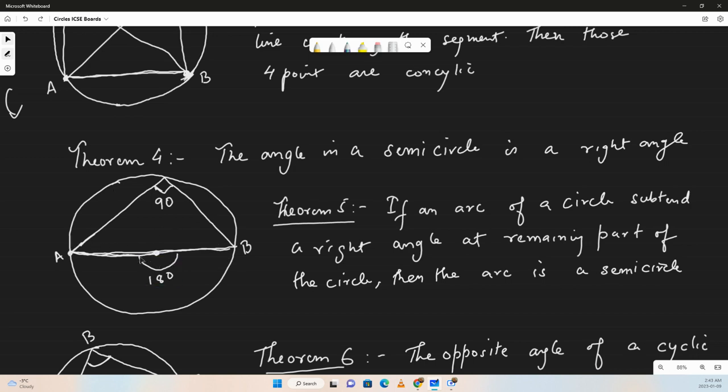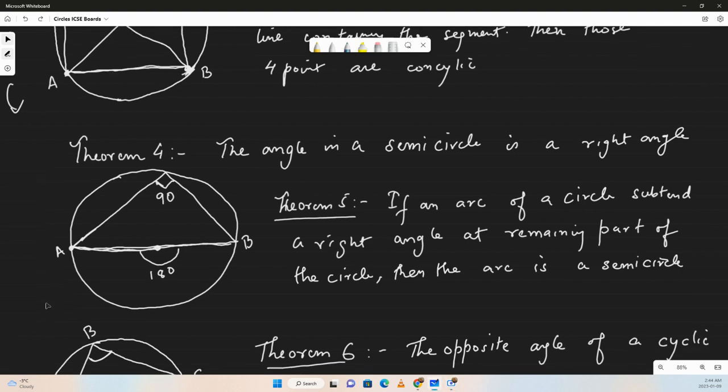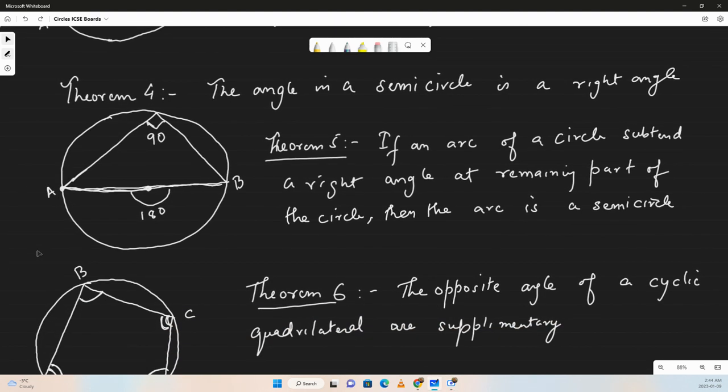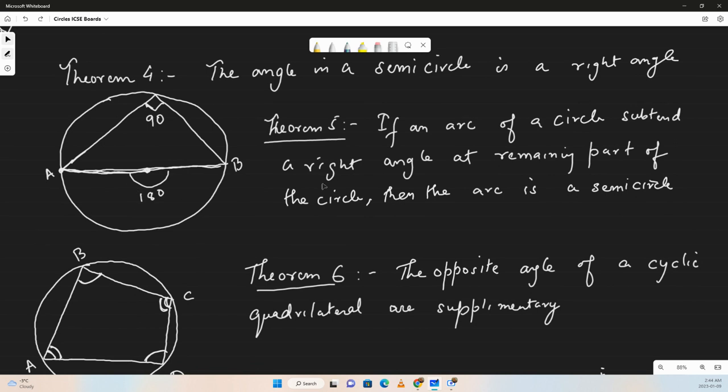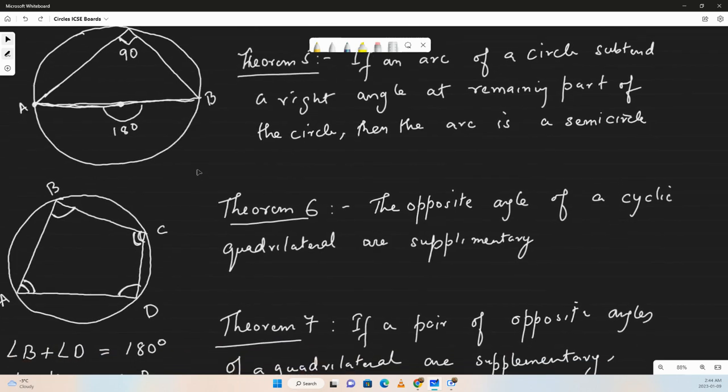And we talked that it's basically the application of theorem 1, because the angle subtended by the diameter at the center is 180. So at the other points on the circle, it will subtend half of that, right? So basically 90 degrees. That's theorem 4, and then theorem 5 is basically the reverse of it. So if an arc of a circle subtends a right angle at the remaining part of the circle, then the arc is a semicircle. So the opposite of theorem 4.